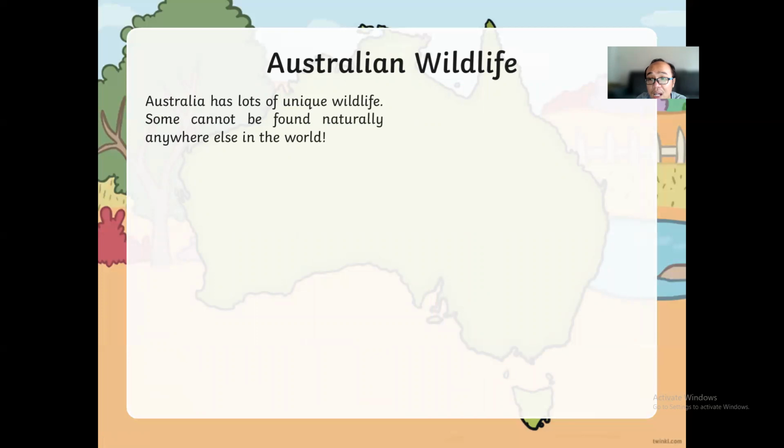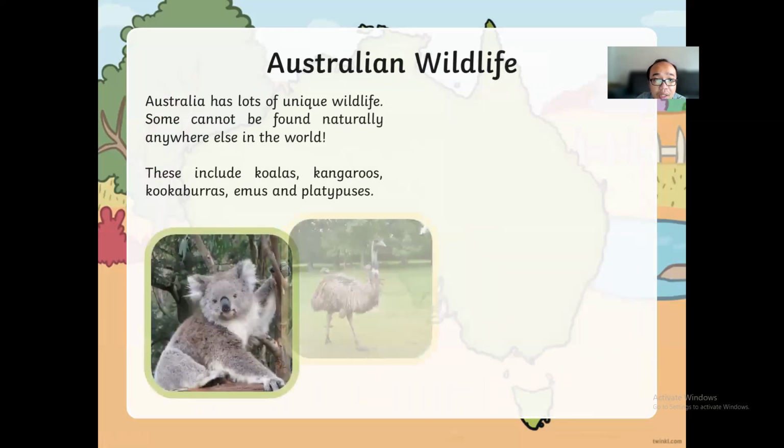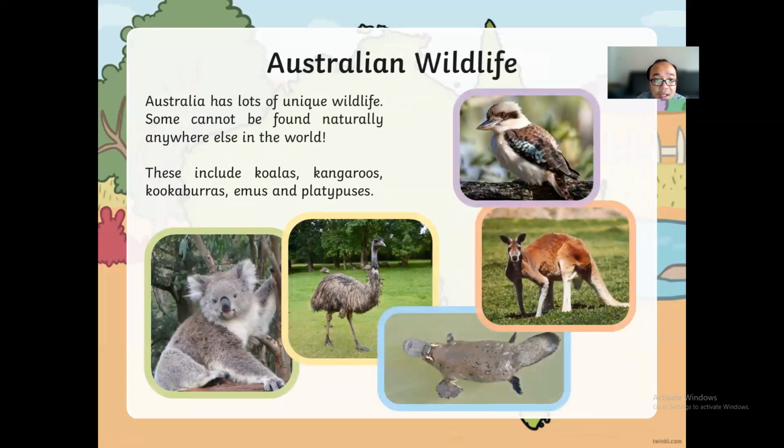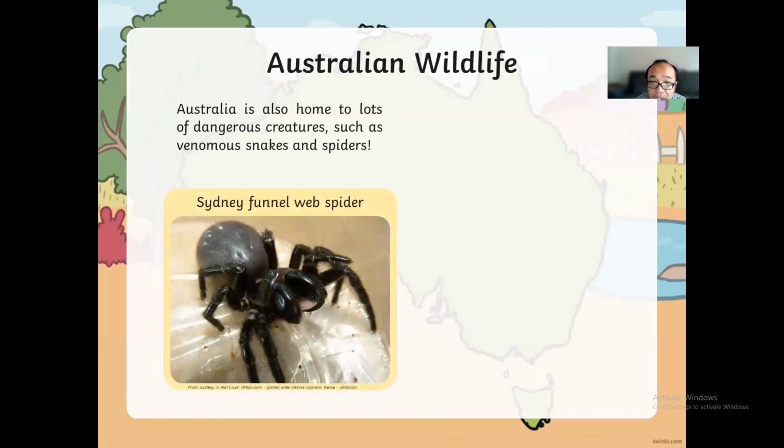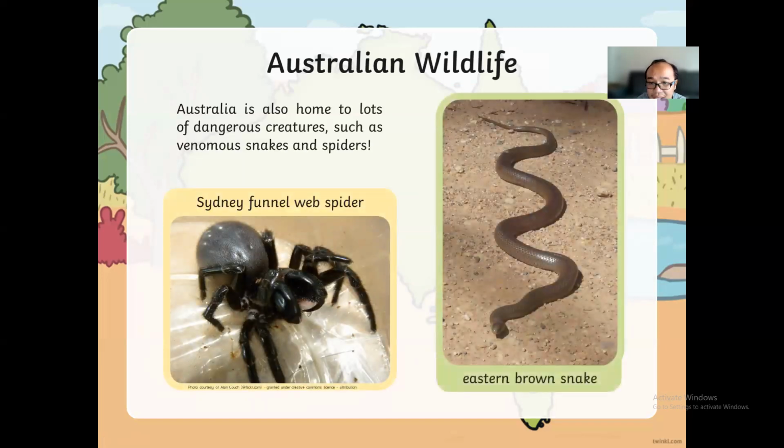This is the wildlife, which is about the animals in Australia. We know the koala bear, kangaroo, and emus. Australia is also home to a lot of dangerous creatures, which are spiders and snakes. They are poisonous, so you also have to be careful when you visit Australia.